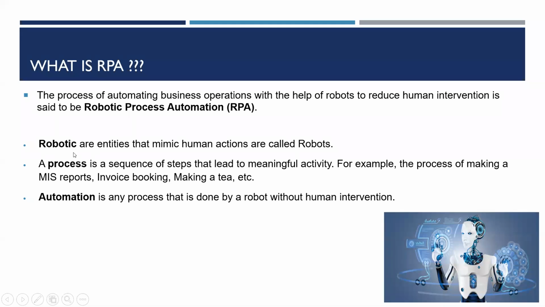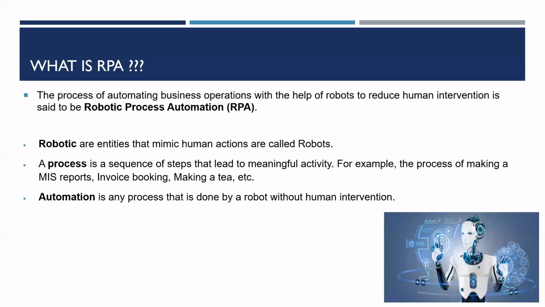Yeah. So to say what is robotic process automation, there are 3 terms here, right? Robotics means these are the entities or objects that can copy human actions. So these that can copy human actions are called robots. And a process, as you know, is nothing but a sequence of steps to get an activity. And automation means when this process is done by the robot, without human intervention, that is called automation, right?